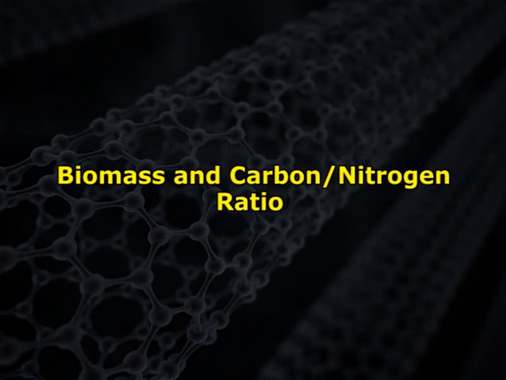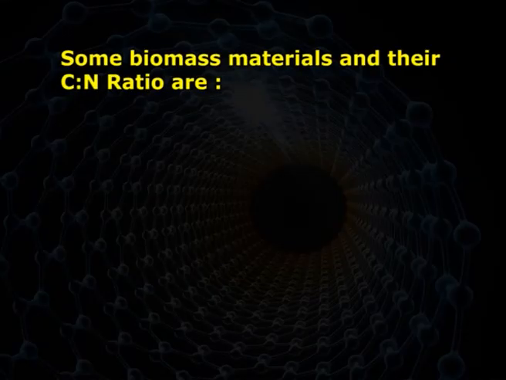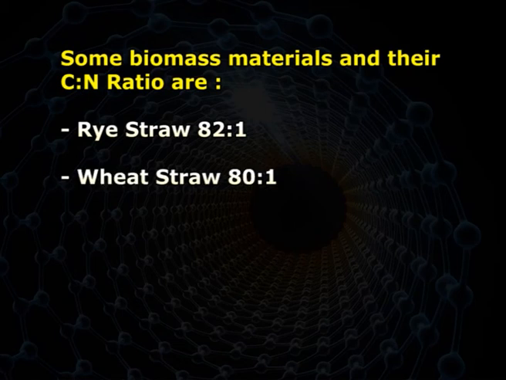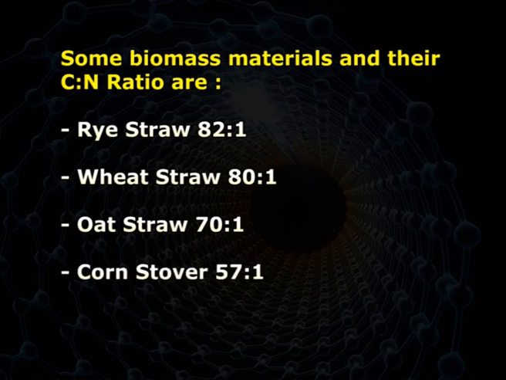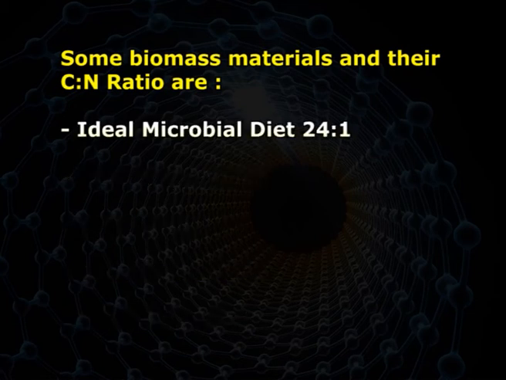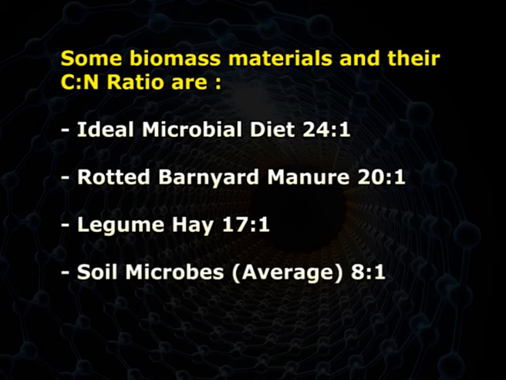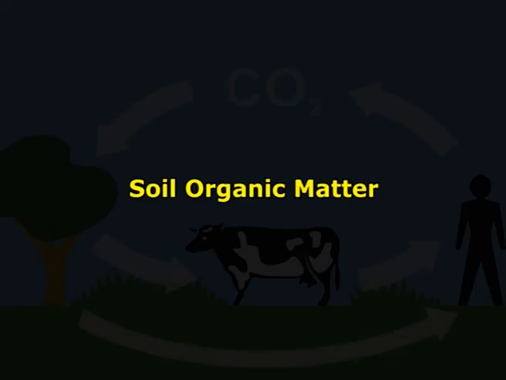Biomass and carbon to nitrogen ratio. Some biomass materials and their carbon to nitrogen ratios are: rye straw 82:1, wheat straw 80:1, oat straw 70:1, corn stover 57:1, pea straw 29:1, ideal microbial diet 24:1, rotten barnyard manure 20:1, legume hay 17:1, soil microbes an average of 18:1.